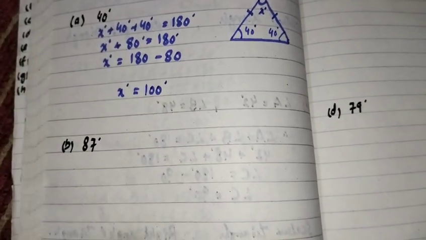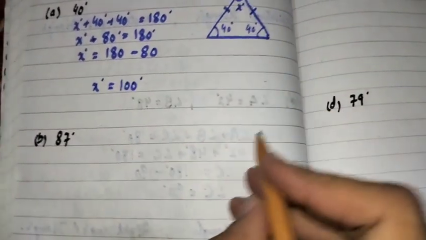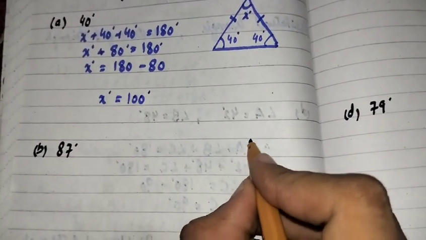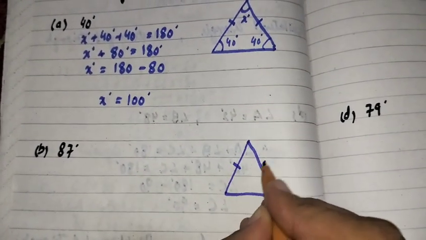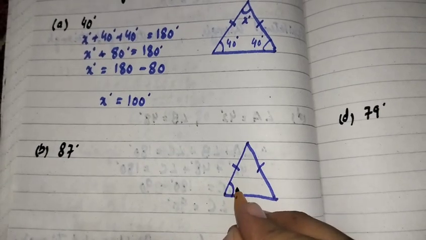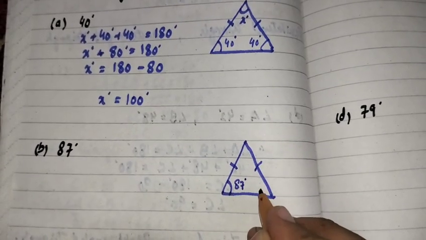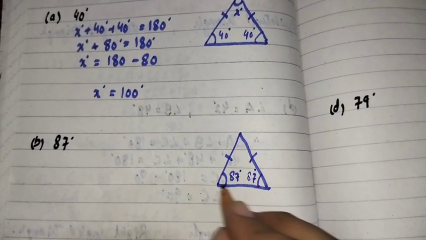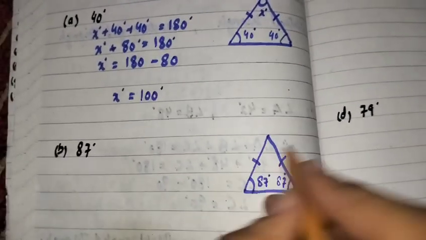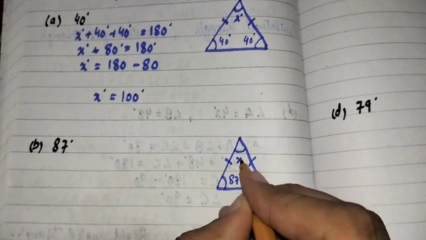In the second part, the base angle is 87 degree and it is also an isosceles triangle. So it means that these two sides are equal and the angles in front of these two sides are also equal. These are the base angles. So it means that these two angles are 87 degree and the third angle is x degree.